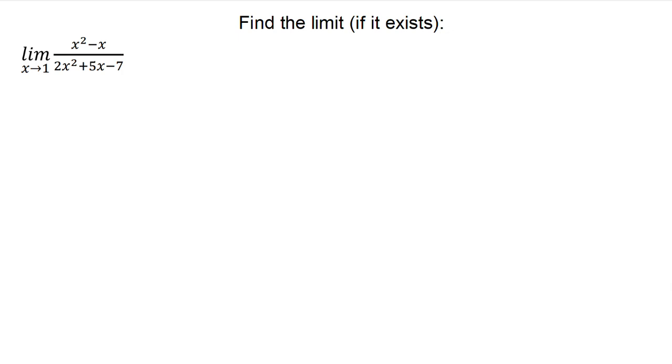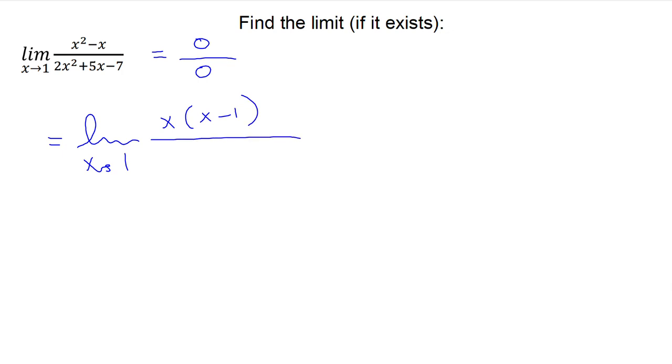If we plug in 1 to our numerator here, we get 1 minus 1, which is 0. And if we plug it into our denominator, we get 2 plus 5, which is 7, minus 7, which is also 0. So again, this is an indeterminate limit. And when we've got polynomials, we for sure just want to factor. Well, the top factors really easily. We can just factor out the x. But the bottom might be a little more difficult for us to figure out how to factor.